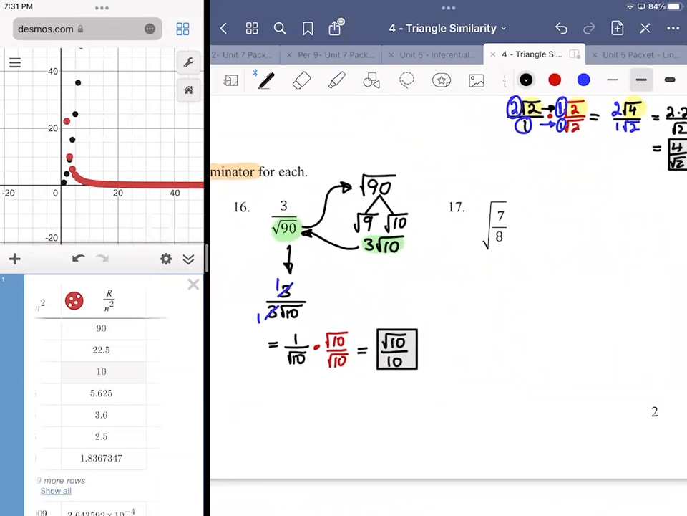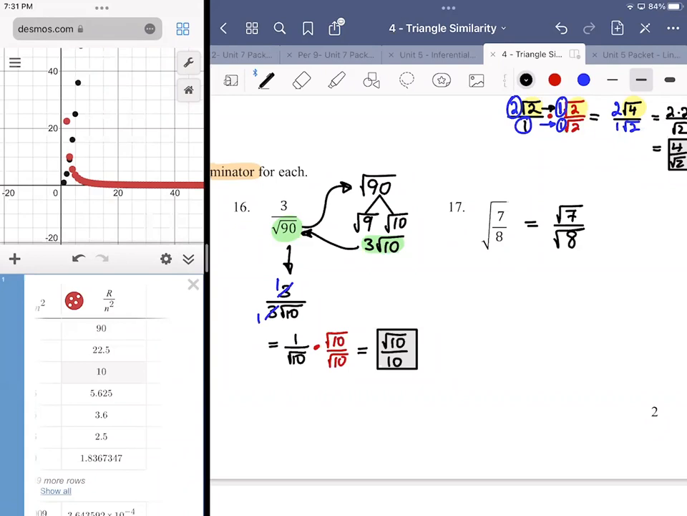The last one on this page is obviously different from everything else. It looks kind of weird, but it's really not that bad, right? Because the 7 and the 8, the 8 can be broken down a little bit, but it's not going to be too difficult to figure out what those factors are. But what people don't always recognize is that when you have the square root of a fraction, that's the same as the fraction of the square roots.